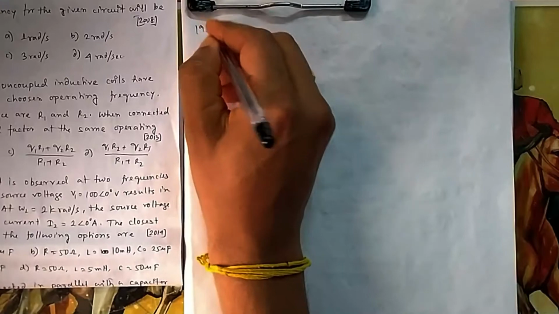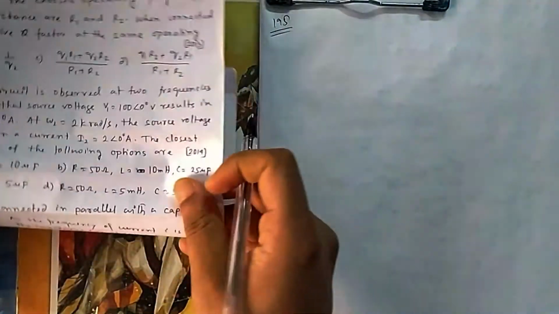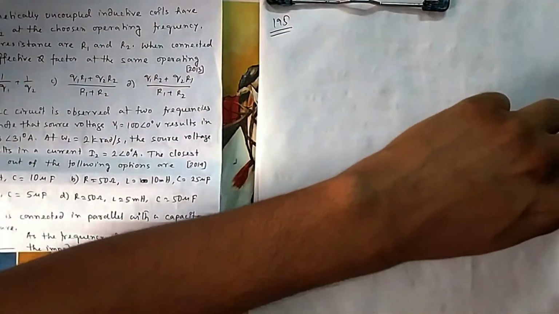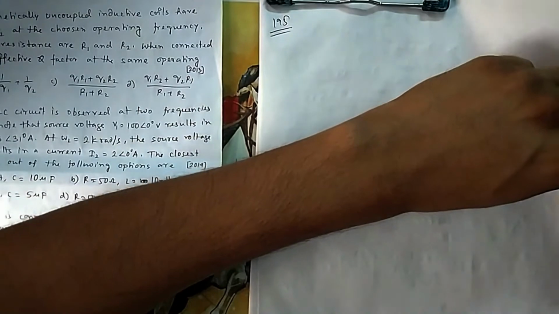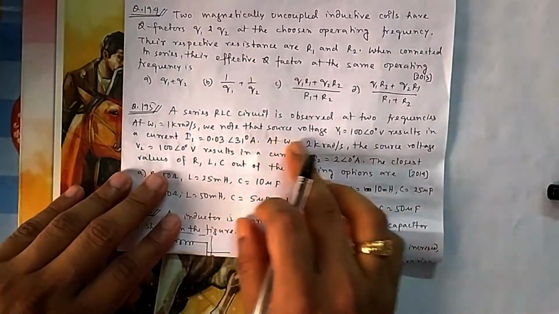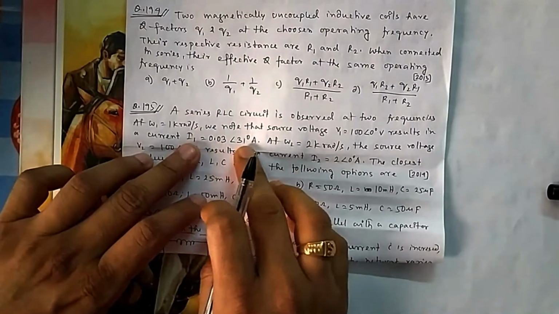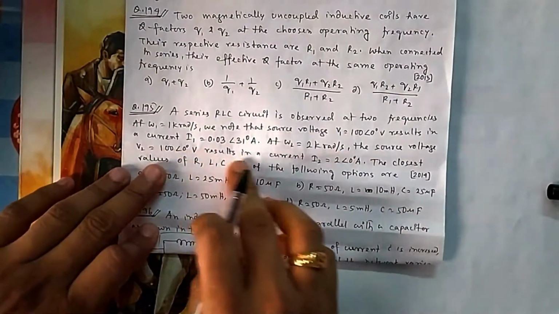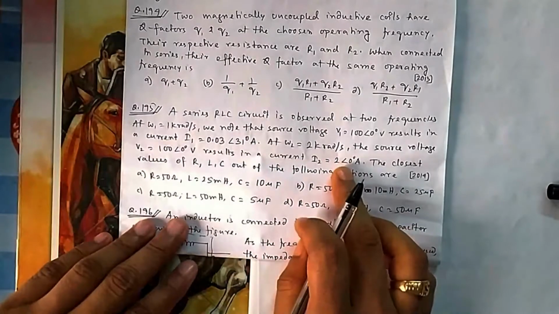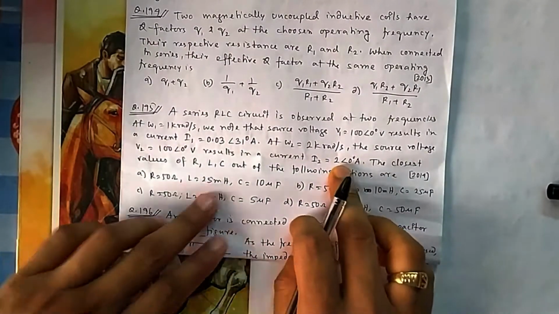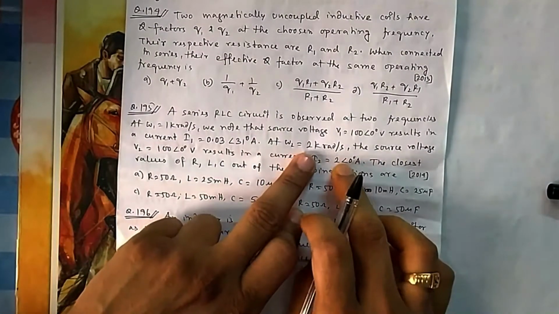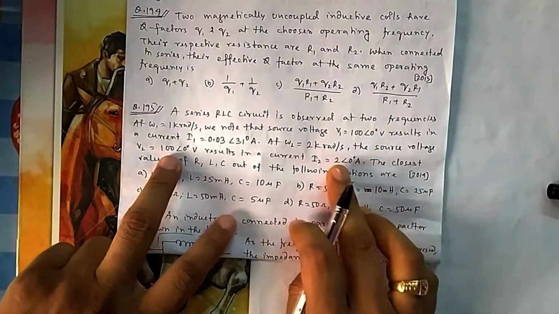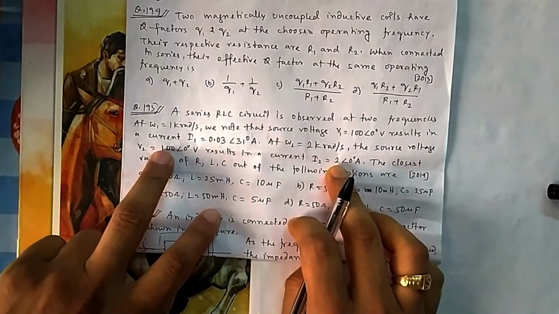So in question number 195, what are they asking? A series RLC circuit is observed at two frequencies, at omega 1. Note the voltage is this much, the current is this much. At omega 2, the source voltage results in a current of this. So if you see this current here, what is this current? This is at an angle of 0. That means it is at resonance. So it is the resonant frequency, and this is the resonant voltage. So you know the resonant voltage and resonant current.